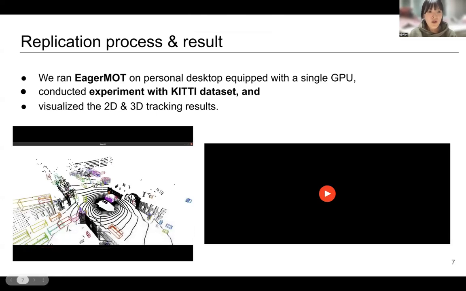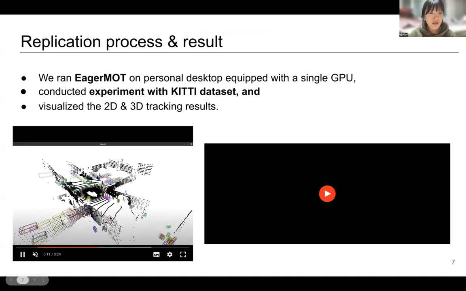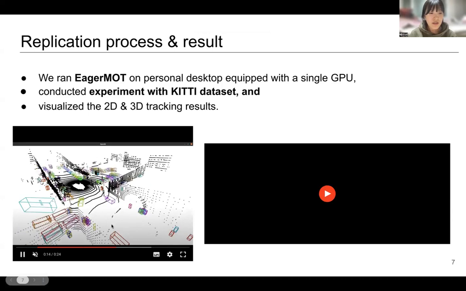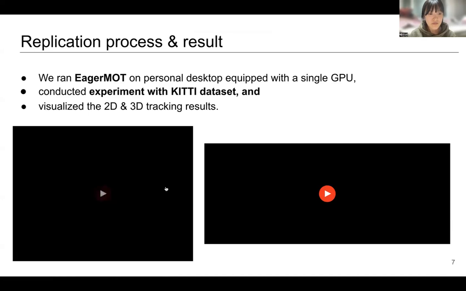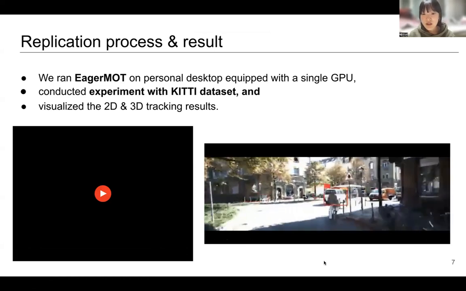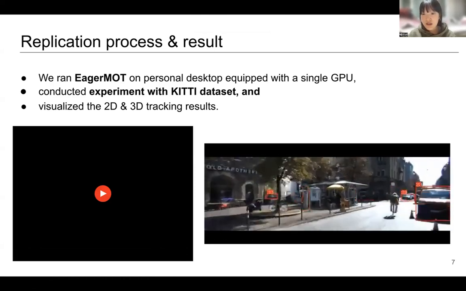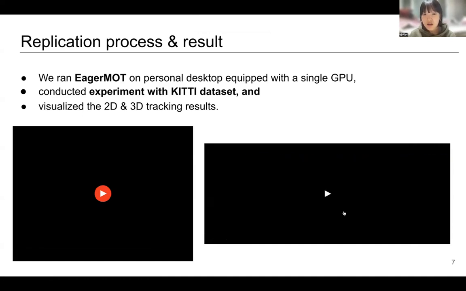This is the result of our 3D tracking. You can see the bounding boxes detecting the objects in this space. Next are the 2D tracking results. You can see it is detecting a bus, a car, the person riding, and the cars here. Yes, this is all for our replication. Next, we will talk about our improvements.